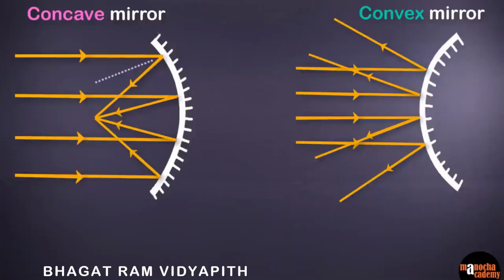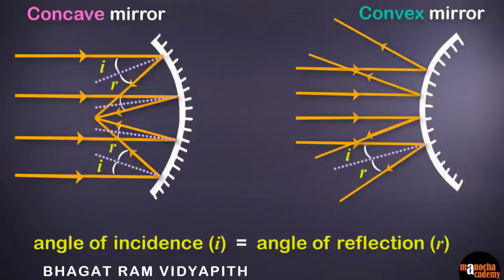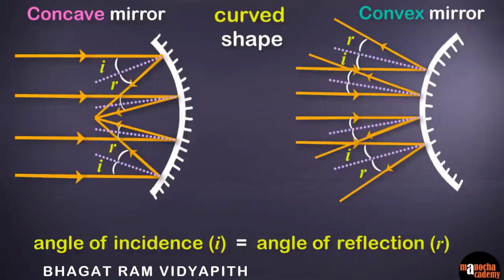So if you draw the normals at each of the points of incidence for the light rays, the angle of incidence is always equal to the angle of reflection. But the concave and convex mirror have a converging and diverging action because of their curved shape. It's due to their curvature that the light rays reflect in this manner.